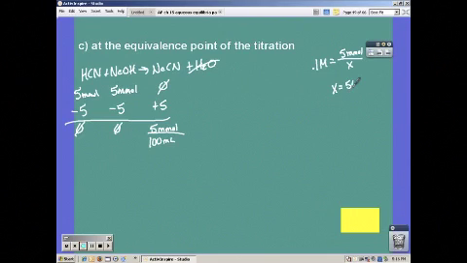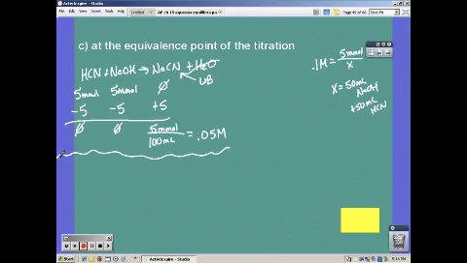So we must have added 50 milliliters of base. So 50 and 50 gives us 100. That's where we got the 100 from. So although they didn't tell you how much volume you added, you could figure it out. So we have 0.05 molarity sodium cyanide.